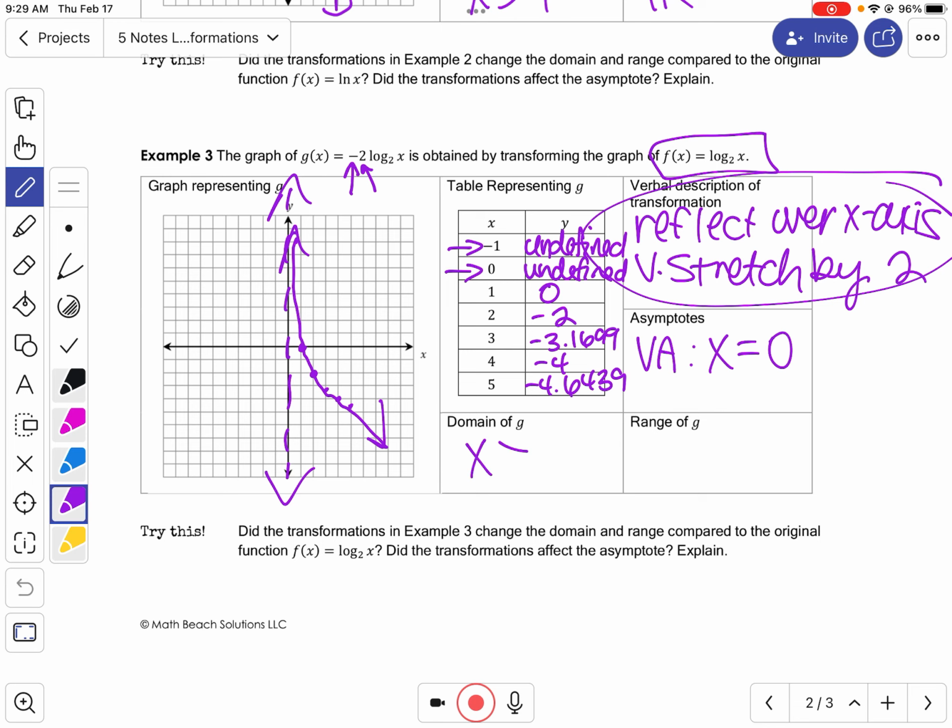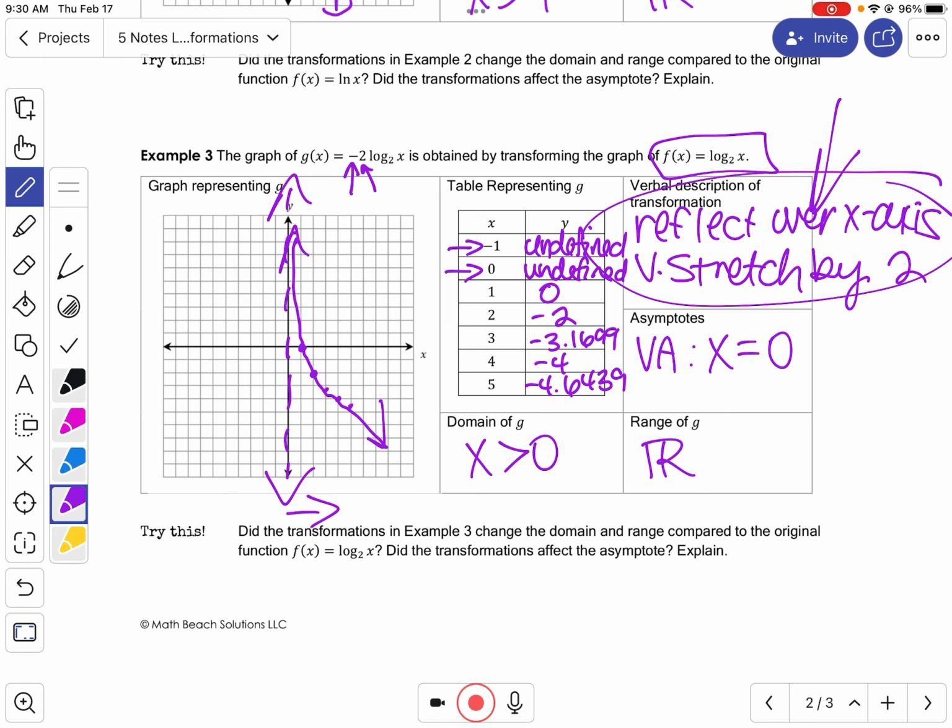Domain is going to be x is greater than 0. Now notice, on exponential, whenever we were reflecting over the x, that changed our range to less than, but it's not going to be changing our x because when you reflect over the x-axis, it's still on that right side. So it's still x is greater than 0 here. The range is all real numbers.